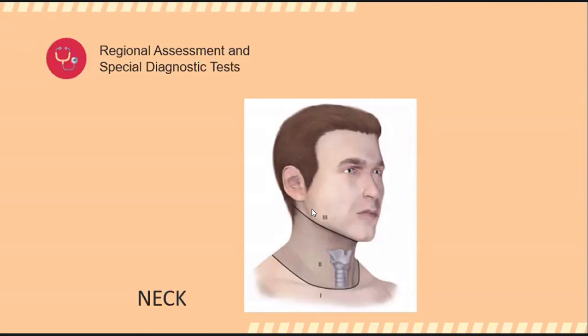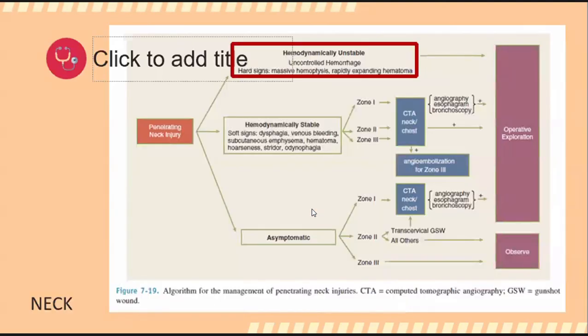Next naman, we have your neck. Your neck is divided into three zones, your zone 1, zone 2, and zone 3. Zone 1 is between the level of your clavicular head and thoracic outlet. Your zone 2 is located between your clavicle and the angle of the mandible. And zone 3 is above the angle of the mandible. Depending on the location, mag-iiba yung management.